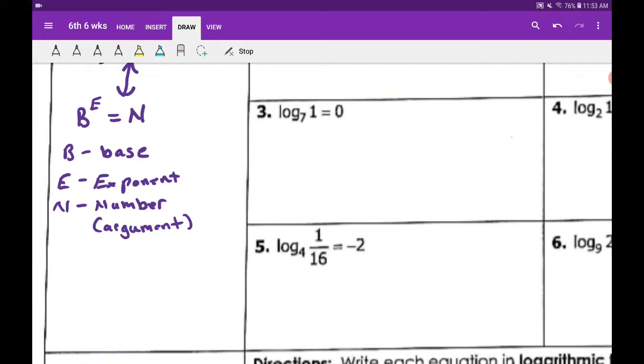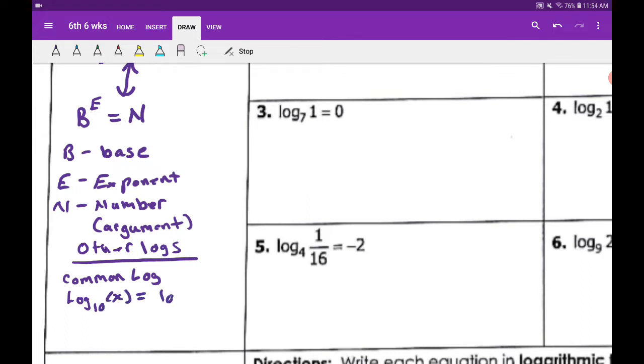There are also other logs. There's something called a common log, and that's just a log that has a base of 10. It's equal to a log without a base. The common log is a shorthand way of writing base 10, which you just don't write. So when you see a log that has no base there, it's assumed to be 10.